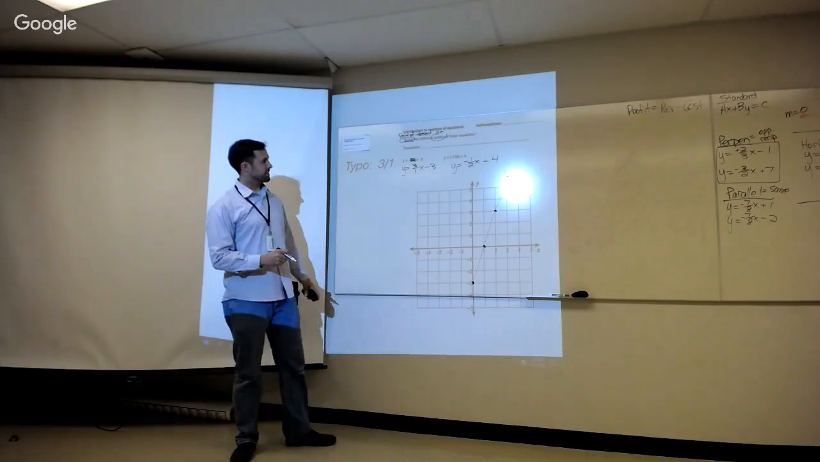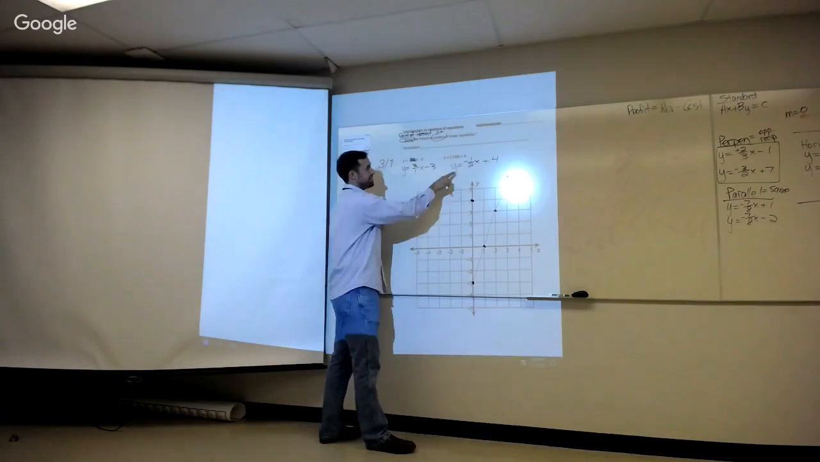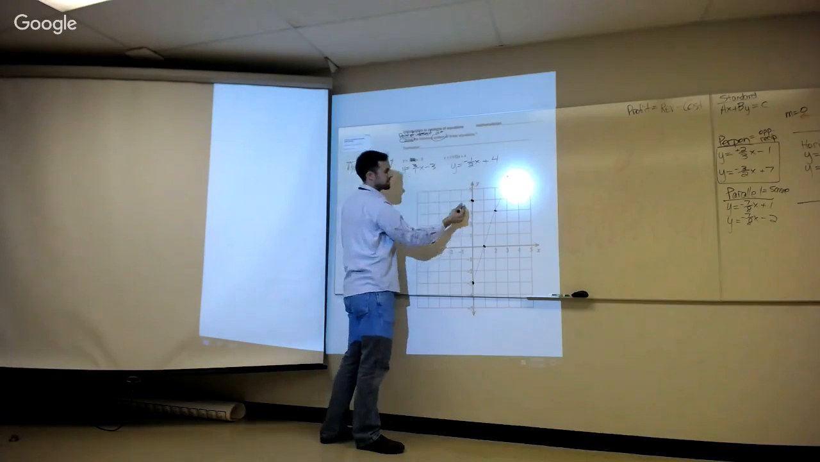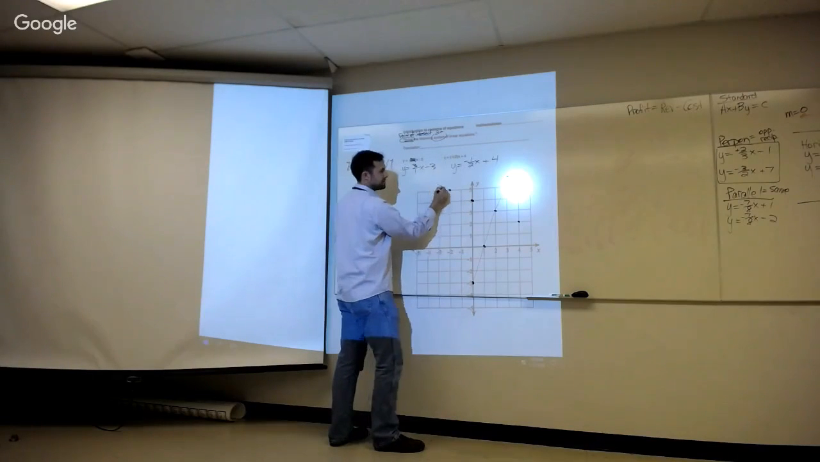And then we would graph our second equation, which has a y-intercept of 4. So there's my y-intercept of 4. And this one has a slope of negative 1 over 2. So that's down 1, right 2, down 1, right 2, down 1, right 2. So I go down 1, right 2, down 1, right 2, or up 1, left 2, and there's my other line.